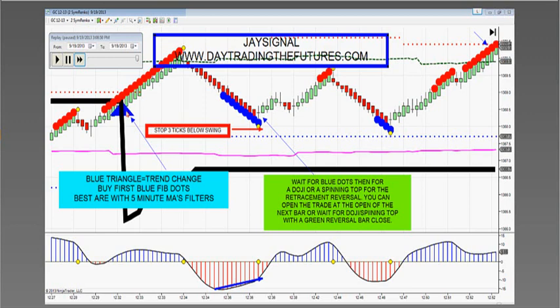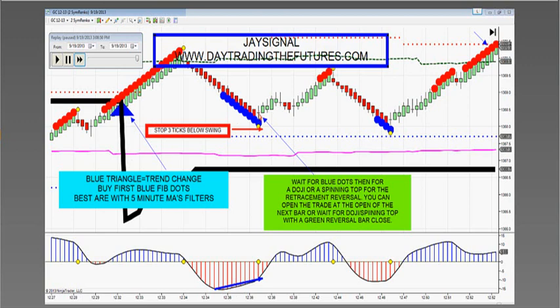So I got the blue triangle telling me it's a trend change. I'm already up with the 5-minute trend. I look for the pullback. The first dots after the triangles are the best. That's the first retracement, which is the best. I look for the blue dots to come up automatically. I got great divergence down here. There's my doji. It could be a spinning top too.